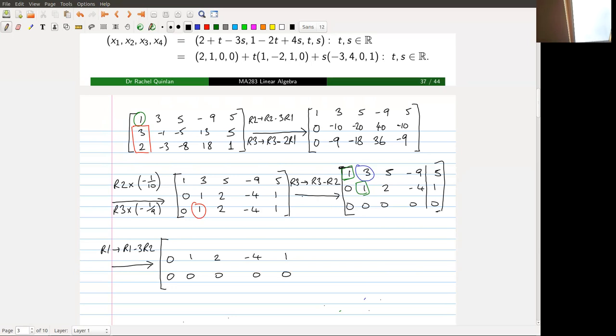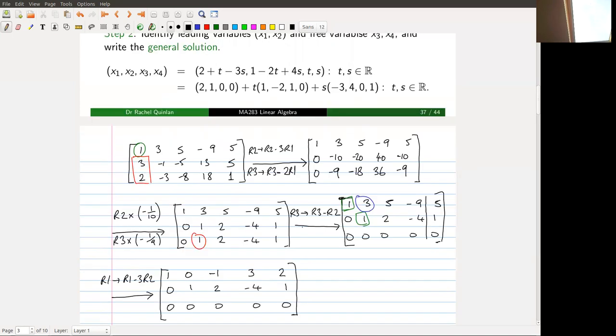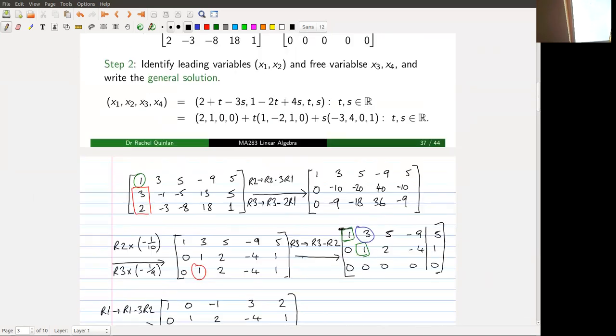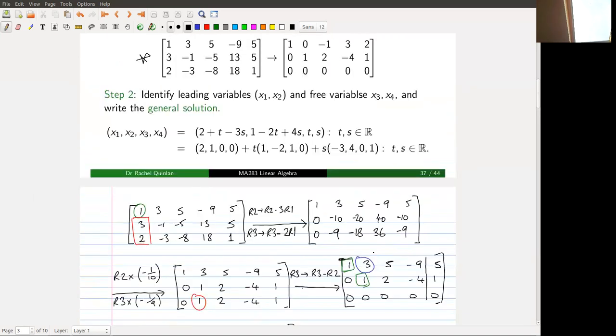And row 1, we're subtracting 3 times row 2 from row 1, so we get 1 minus 3 times 0, 3 minus 3 times 1, 5 minus 3 times 2, minus 9 minus 3 times minus 4, that's minus 9 plus 12, and 5 minus 3 times 1 is 2. So this is now in reduced row echelon form. And that's the reduced row echelon form of the augmented matrix of that system that we started with, of 3 equations in 4 variables. So hopefully that agrees with whatever we have on the previous slide.